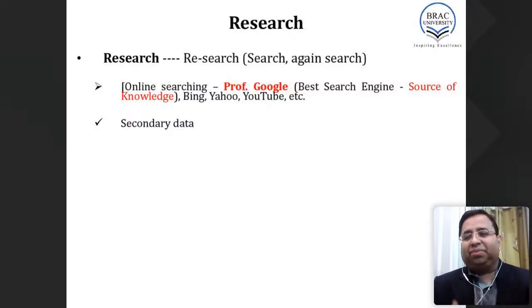Then, if you are an expert on Google, you can go to others like Google Scholar, academia.edu, ResearchGate, and so on. So I was starting this way: first of all, you have to think about research, which means search and again search. This search will start from Google.